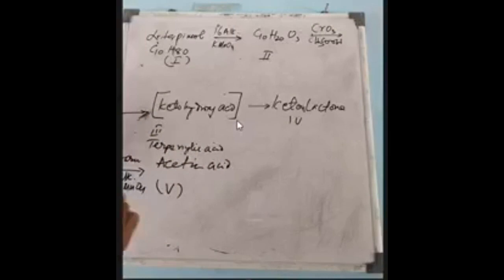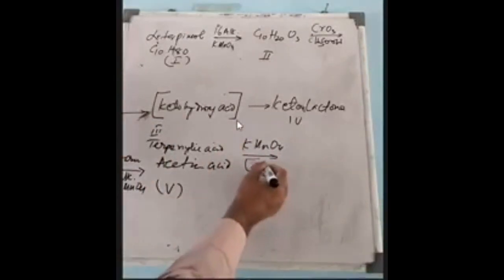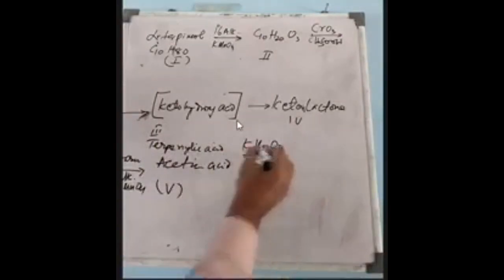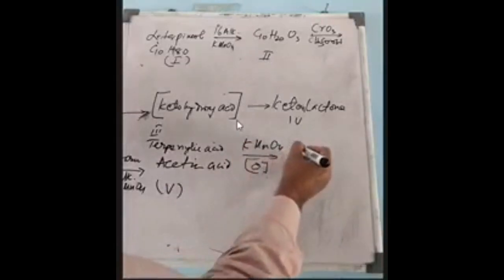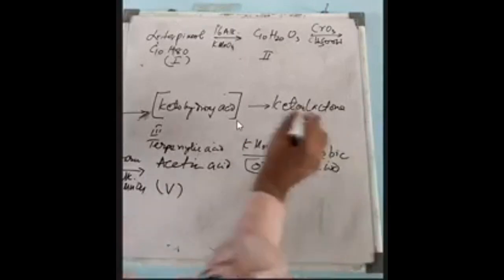And finally, when this was treated with potassium permanganate again, warmed with this compound, we got terpineolic acid plus acetic acid. Then the terpineolic acid was separated, isolated and dried, and again this terpineolic acid was treated with potassium permanganate. The function of potassium permanganate is oxidation. So the final compound obtained was terpenoic acid. So this was the scheme.